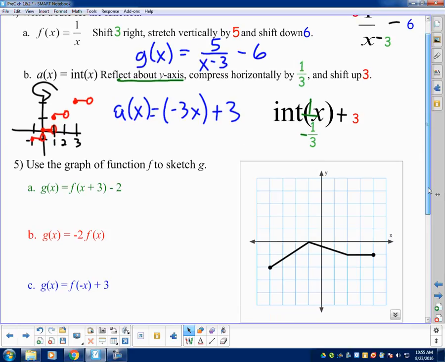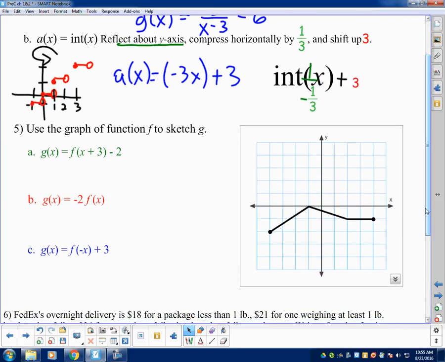So here I'm giving you a generic function f. It is not one of our parent graphs on your yellow sheet. It's just this really piecewise function made up of linear segments. And we're going to go ahead and redraw it using the information given here.